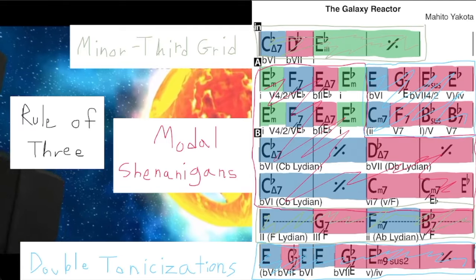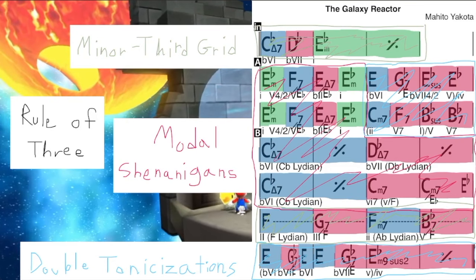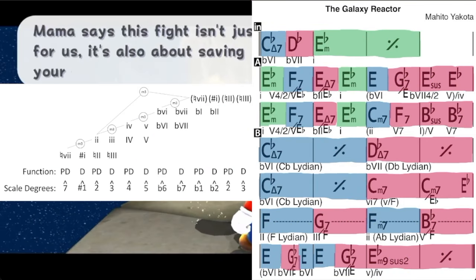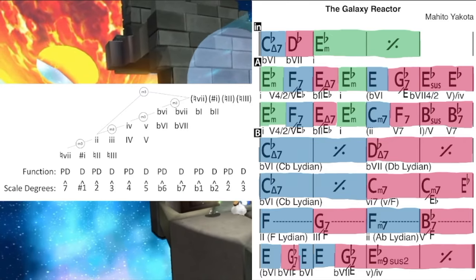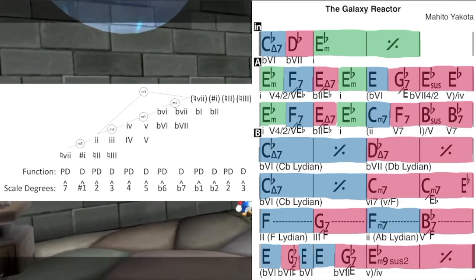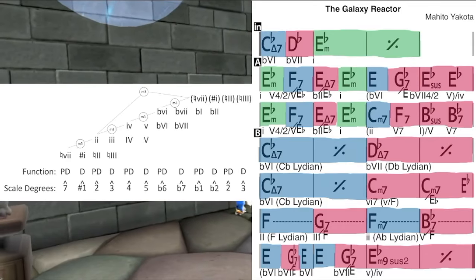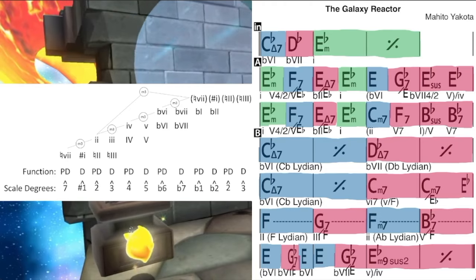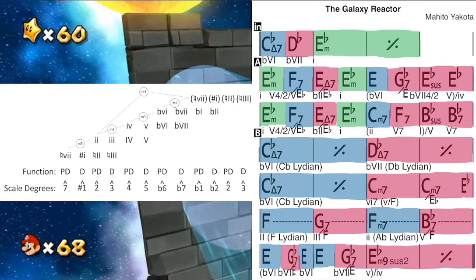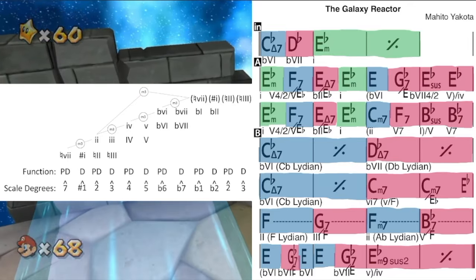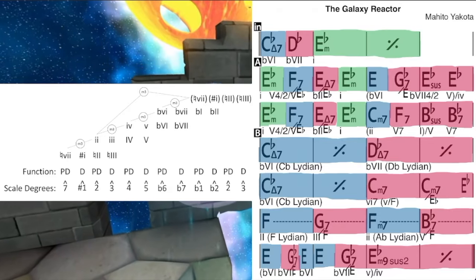And then finally, we have minor third grid motion. Wait, what's minor third grid motion? This is the minor third grid. And on the minor third grid is a bunch of chords going up. We have chords like 2, 3, 4, 5, flat 6, flat 7, flat 1, flat 2, 2, 3, 4, 5, flat 6, 7.